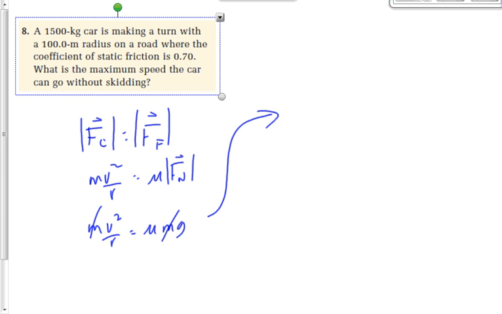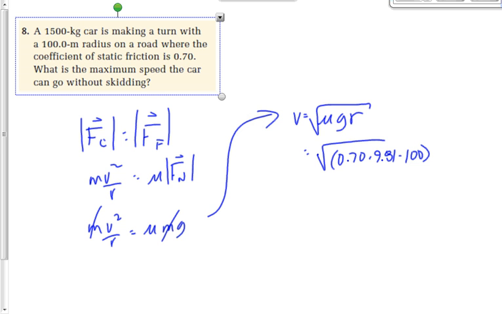All right, so we've got v squared over r is equal to mu times g. Let's rearrange this to solve for v. The r goes up by multiplying, so it becomes mu times g times r. And then to get rid of the squared, we have to square root that. So v is the square root of 0.70 times 9.81 times 100 meters.